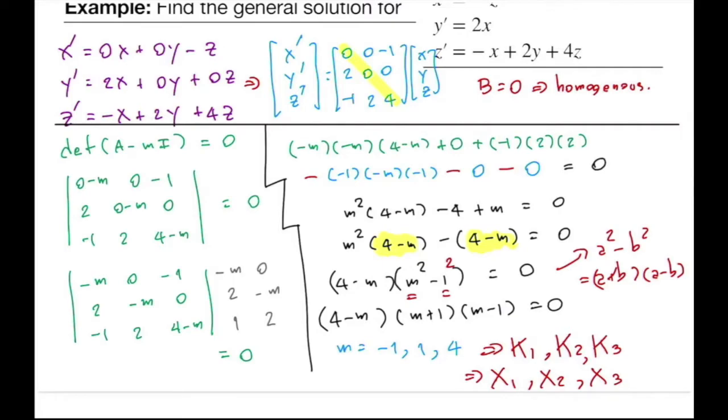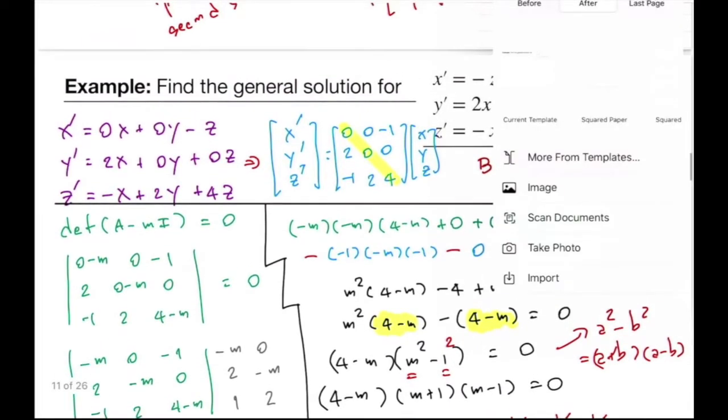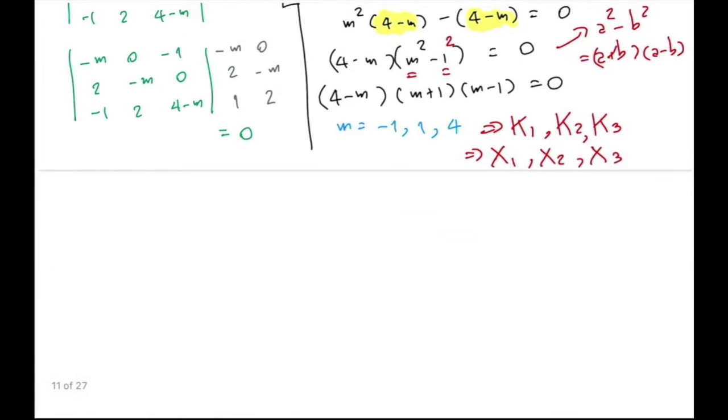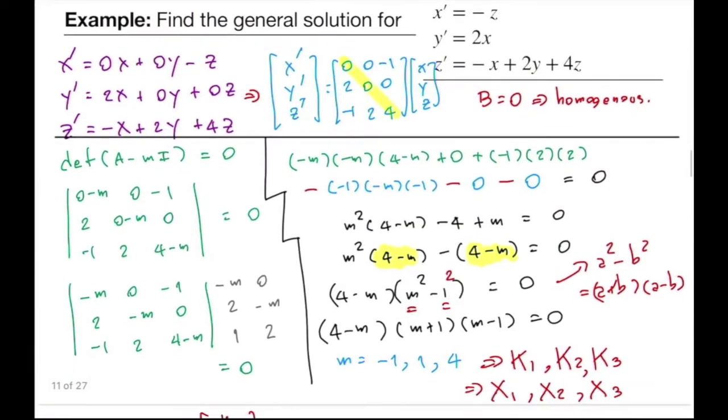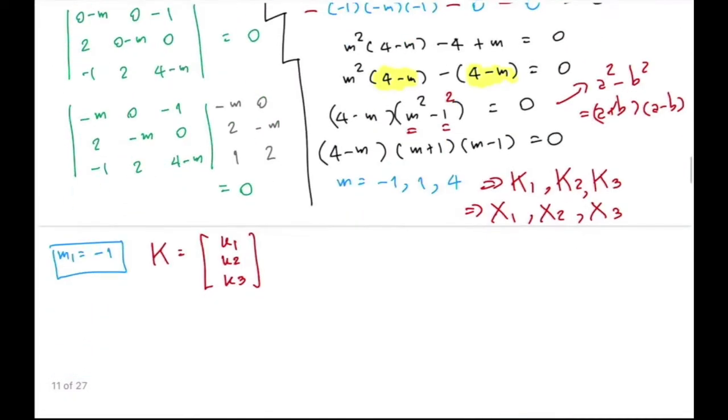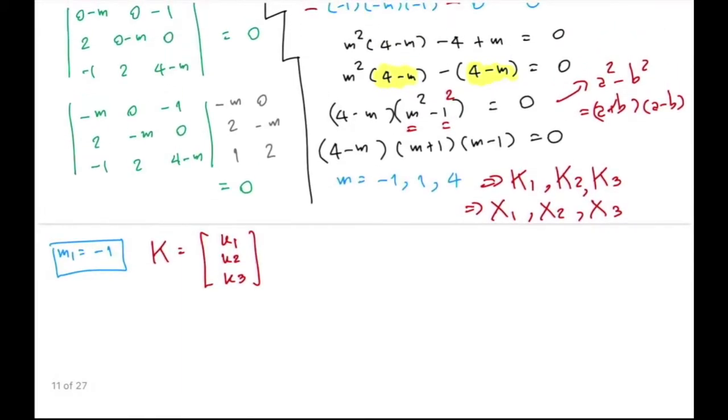Okay, let's continue. So first, let's take m1 equals minus 1. We let K be K1, K2. Right now it's three-dimensional, so it needs to be K1, K2, K3. Because we have x, y, and z, K needs to be K1, K2, and K3.